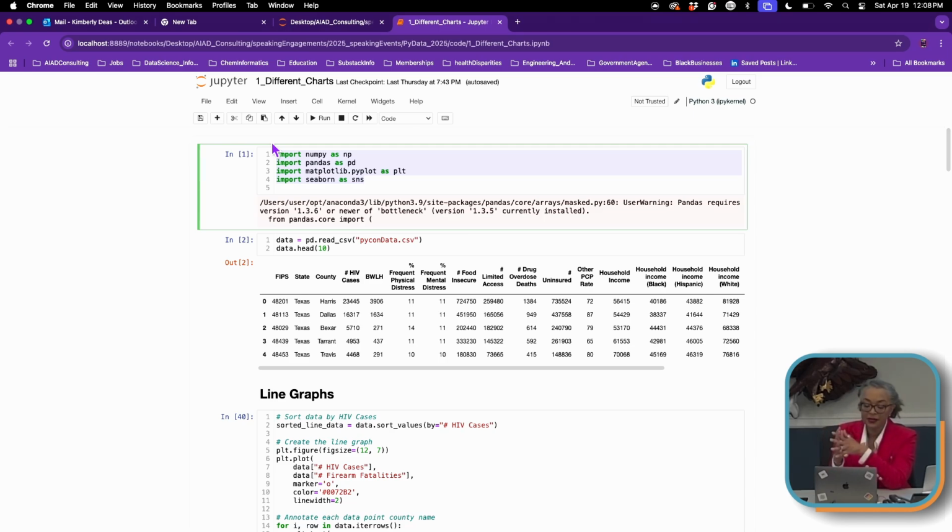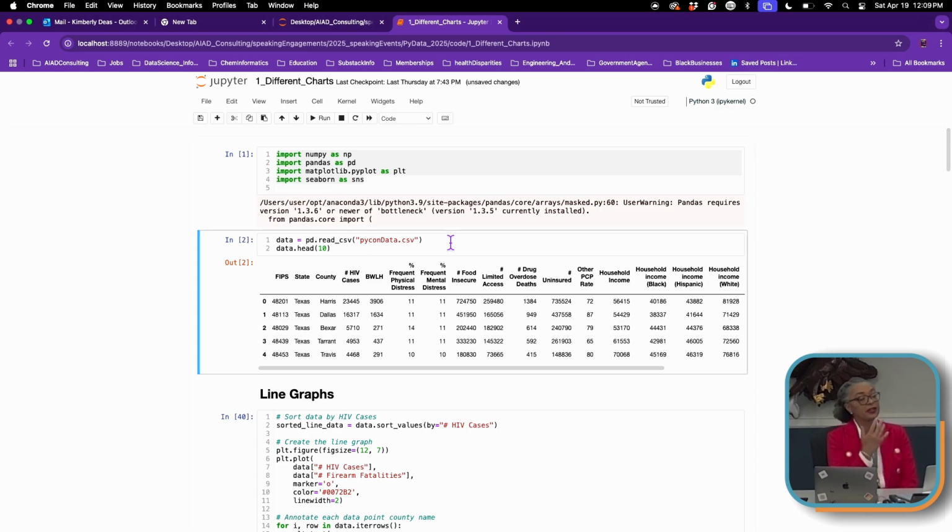NumPy and pandas allow us to work with data. Matplotlib is our basic graphing tool, and Seaborn is a more advanced version of that. Everybody get that going okay? All right, fantastic.